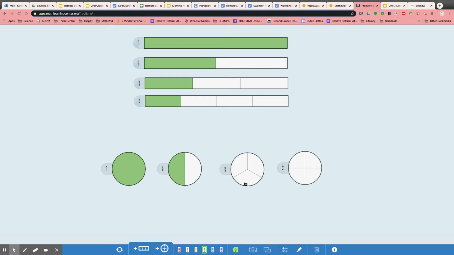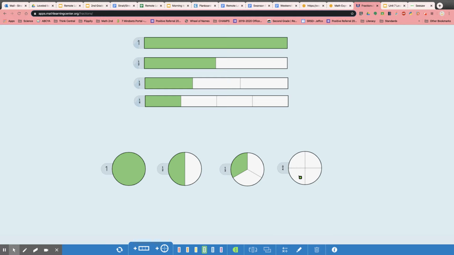And now I have thirds. I've taken my circle, I've divided it into 3 equal parts, and now I have zero. I don't have any right now. I have 0 thirds shaded, but I'm going to shade one of them, and I now have 1/3. And just like up here, I could shade another one, and that would give me 2 out of 3. 2/3. 2 out of 3.